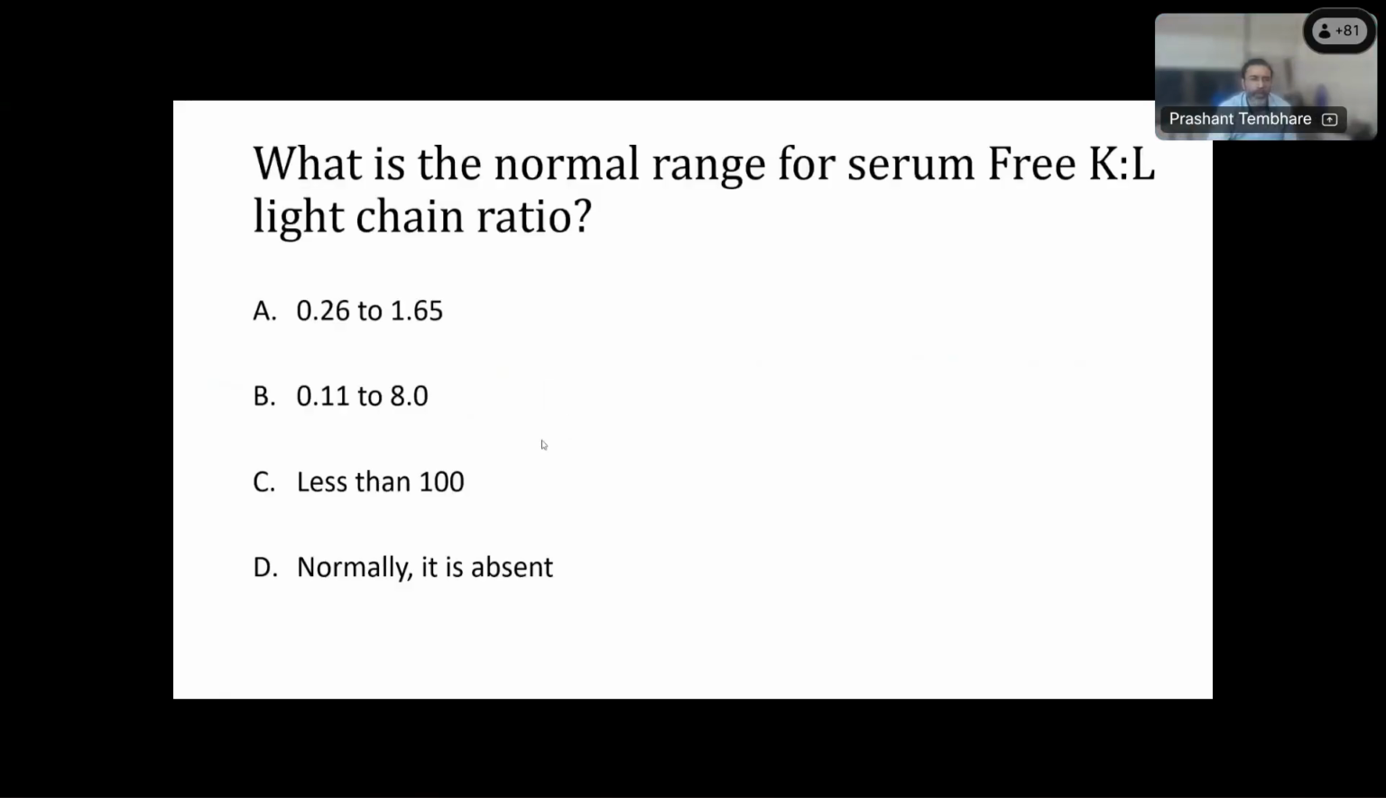Okay, so there is a question for PG students or other people who are looking. We have discussed this. Now, can you tell what is the normal range for the serum free kappa and lambda light chain ratio? Option A is 0.26 to 1.65. Very good. So it is 0.26 to 1.65. For candidates who want to appear for the DM exam or fellowship exam, this is one of the important questions that can be asked in the exam. So this is the right answer.